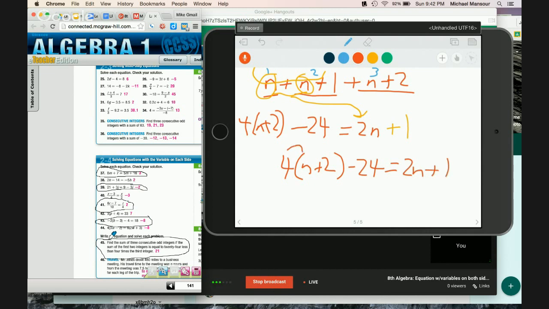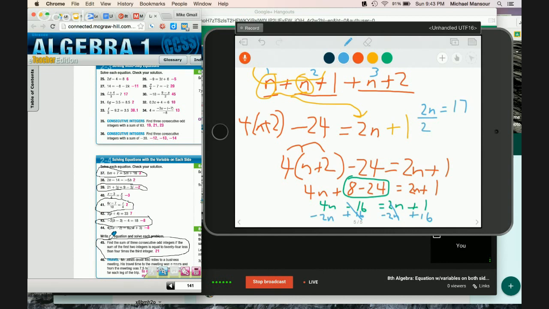So what I have here then, if I distribute this, I have 4n plus 8 minus 24 equals 2n plus 1. Switch colors here. And so if I combine these two right here, positive 8 and a minus 24, I'm going to get a minus 16. I still have that 4n right there equals 2n plus 1. I'm going to add this 16, plus 16, and that cancels out. And then here I have 2n, so I have a minus 2n, cancels out, minus 2n. And so I end up with, that's not going to give me a very nice one, 2n equals 17.